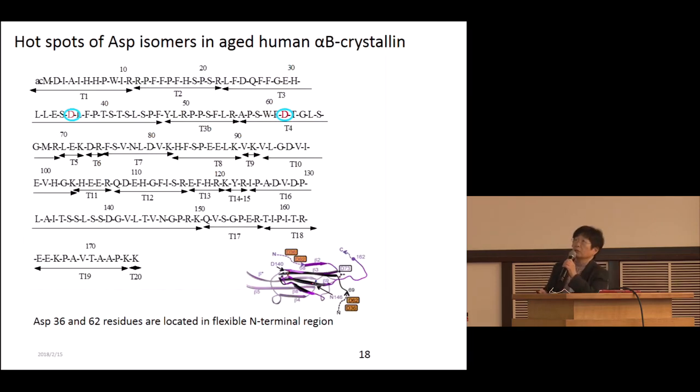So here are the hotspots of isomers in aged human alpha-B crystallin. In aged human alpha-B crystallin, ASP36 and ASP62, only two aspartic acids, are specifically hotspots. And ASP36 and ASP62 residues are located in the flexible N-terminal region. This makes sense.